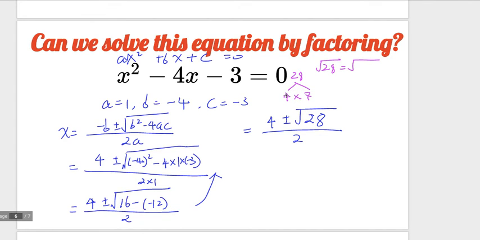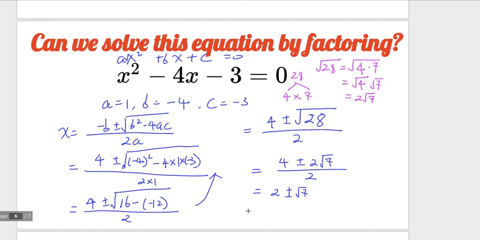So 4 is a perfect square number. So I'm going to put it this way, and then it will become this. So the final answer is going to be 2 radical 7. So now I'm going to rewrite radical 28 as 2 radical 7. So it's 4 plus or minus 2 radical 7, divided by 2. Then, since the whole numbers are divided by 2, 4 divided by 2 is 2. Then 2 radical 7 divided by 2 is radical 7.